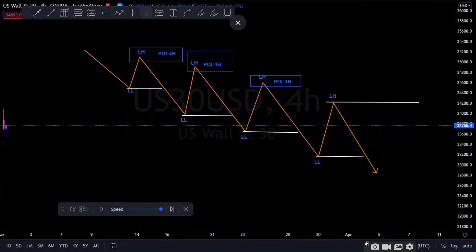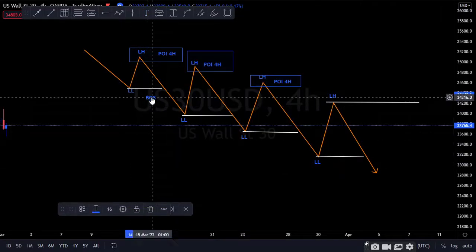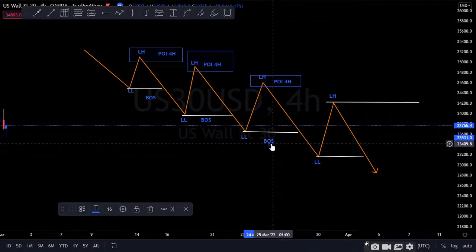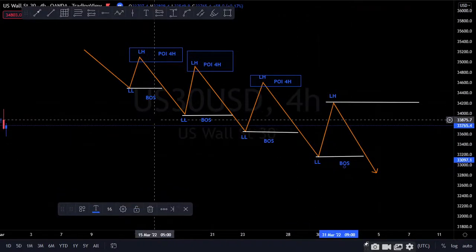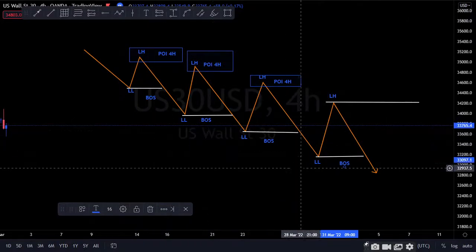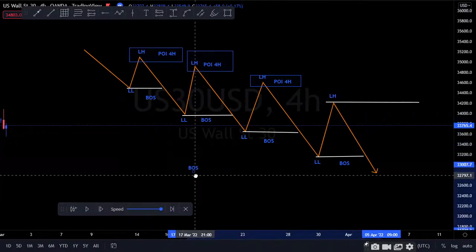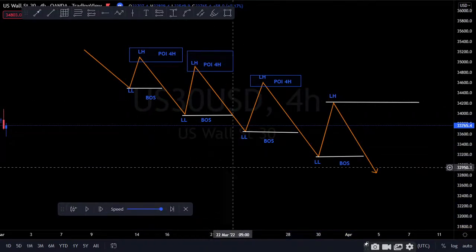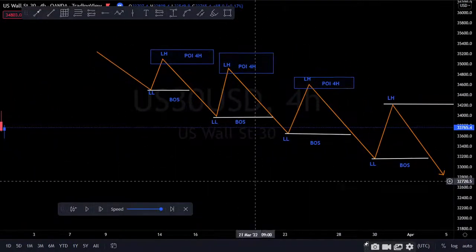So let's label them. We have our BOS here, our BOS, then our BOS, our BOS, our BOS. If you want to know how I copy them simply like that, you place your cursor on it, hold control with the right button, and then drag it to where you want to drop it. Instead of typing them, I just use that shortcut and go my way.